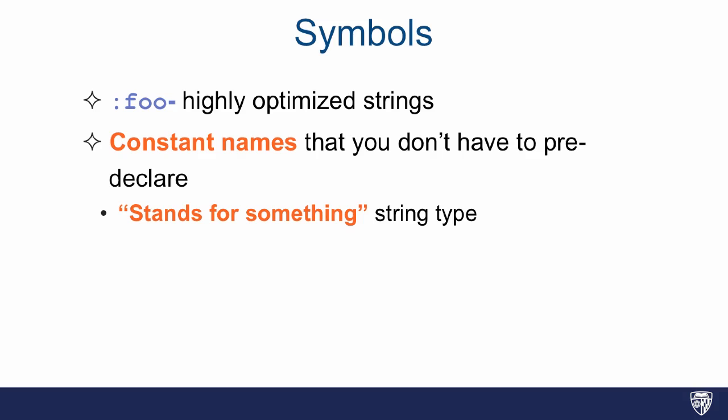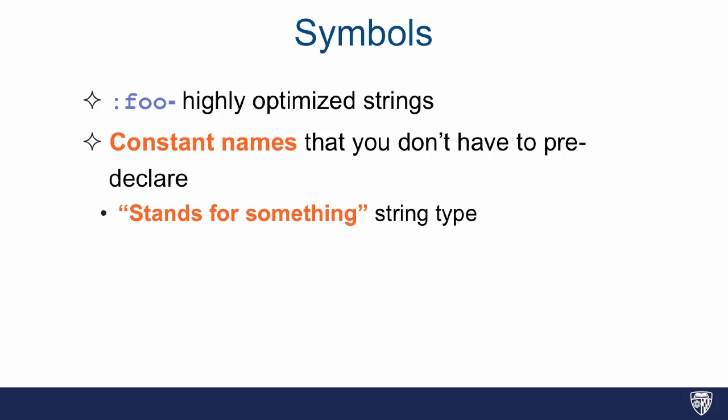The other kind of string that actually catches people by surprise is this idea of a symbol. So what is a symbol? A symbol is basically a colon followed by some string, for example, :foo. Symbols are just highly optimized strings. They have much fewer methods than strings, and they really serve a different purpose. They are constant names that you don't have to pre-declare.